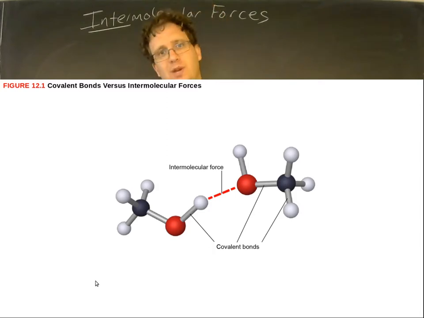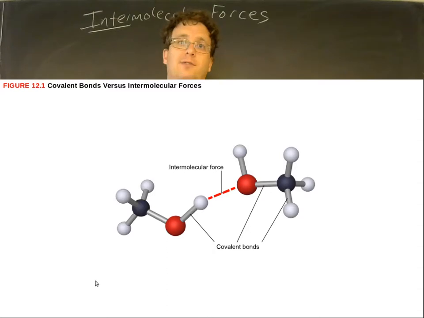But between the two individual methanol molecules, there is a weaker attractive force that we call an intermolecular force. It's strong enough to have an important effect on the physical properties of the substance, but it's weak enough that they're broken regularly. In fact, methanol is a volatile liquid, and if it flows and if it evaporates, then that involves the breaking of those intermolecular forces.